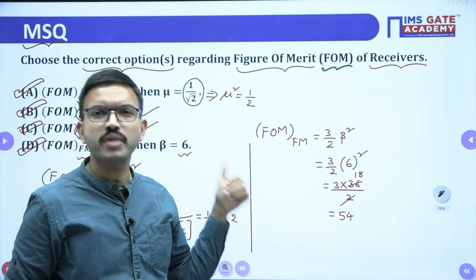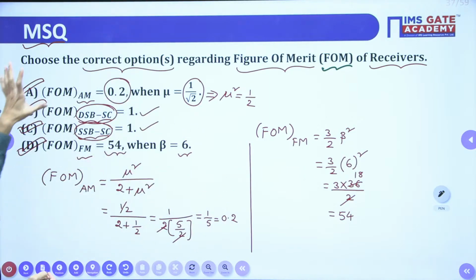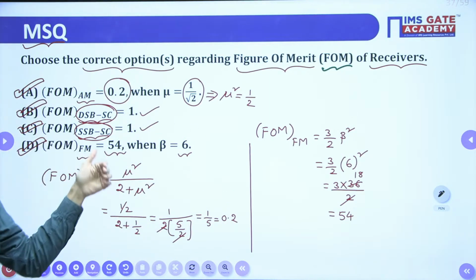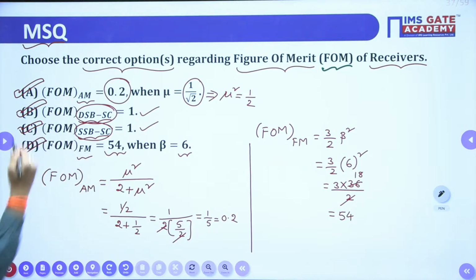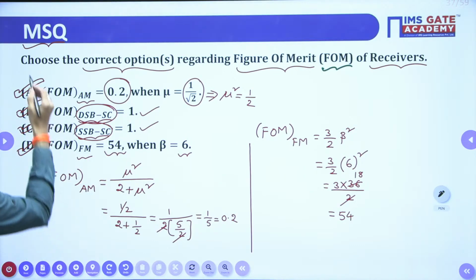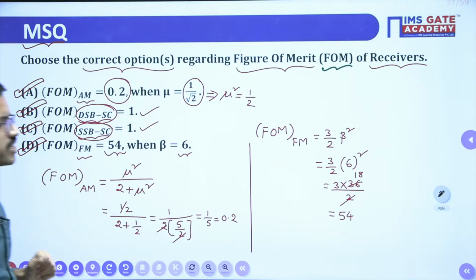Earlier I think Mayank asked whether for MSQ all the 4 options can be correct. Yes, all the 4 options can be correct. This is the question. Here in this question, all the 4 choices are correct.